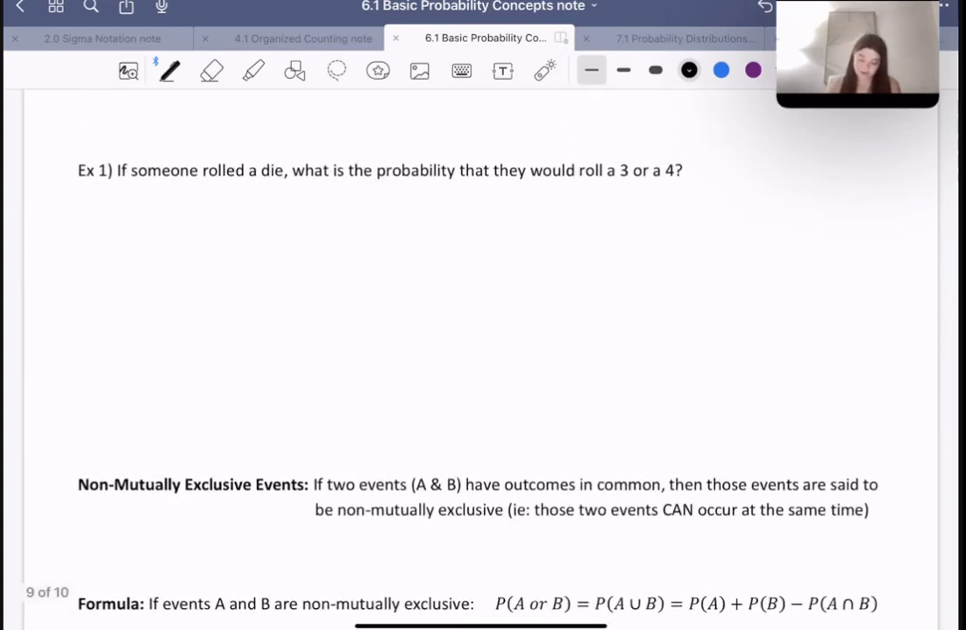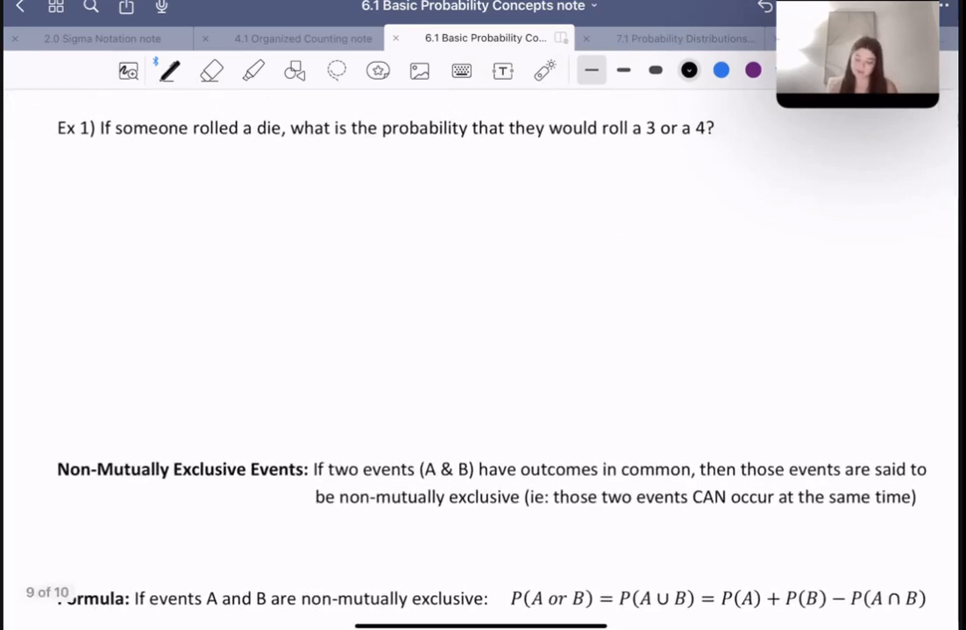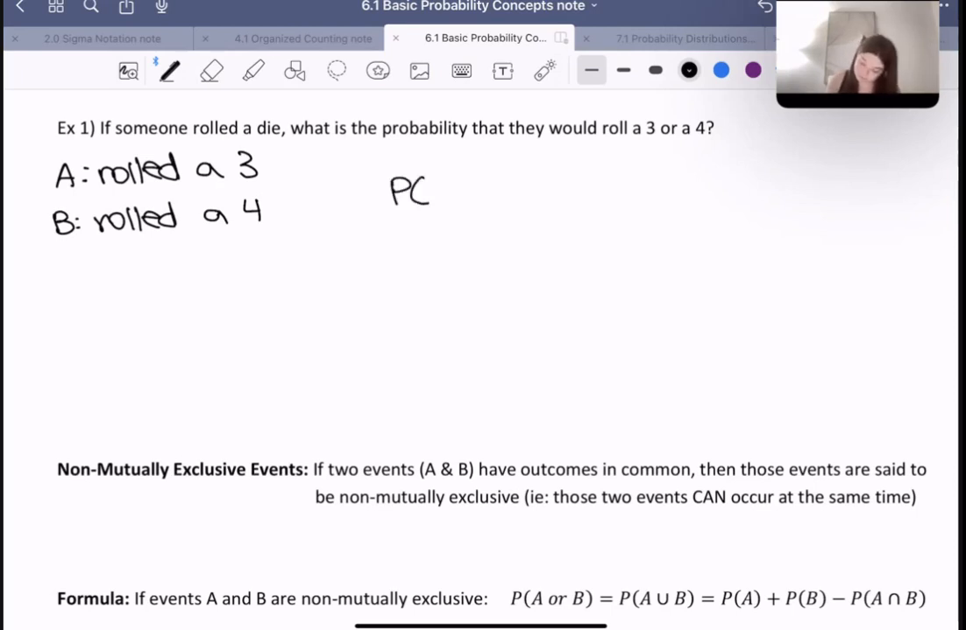So let's start with example 1, though. It says if someone rolled a die, what is the probability they rolled a 3 or a 4? So event A is rolled a 3. Event B is rolled a 4, right? So what's the probability of each of them? The probability that we rolled a 3 or a 4 is the probability we rolled a 3 plus the probability we rolled a 4, right?